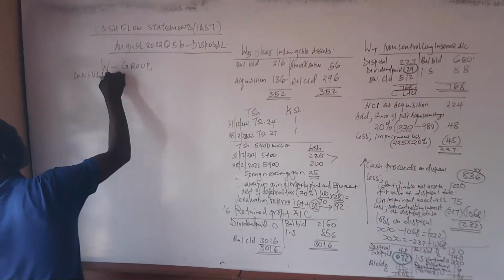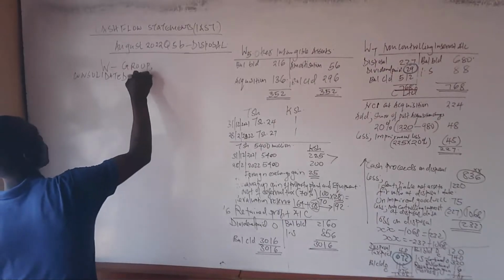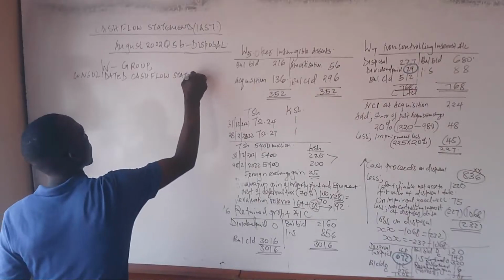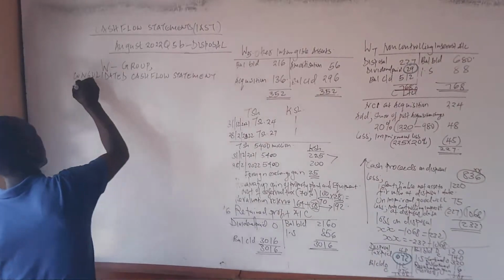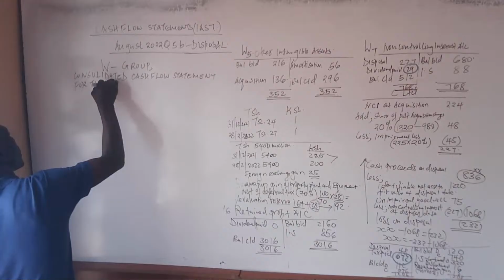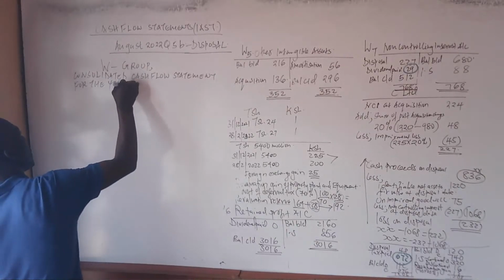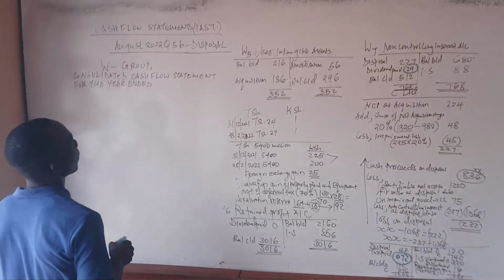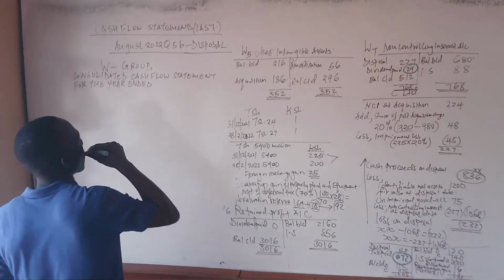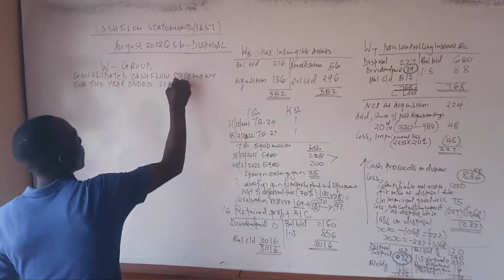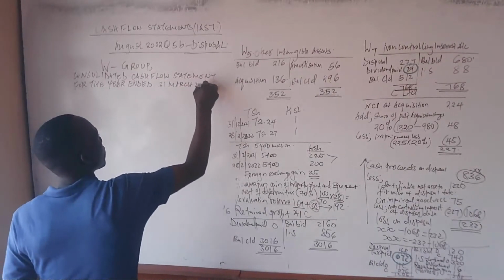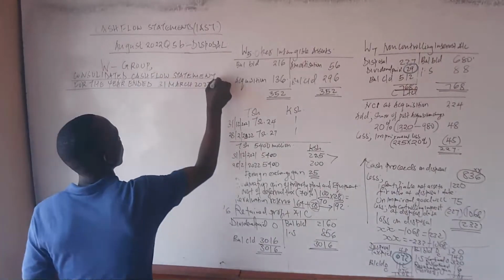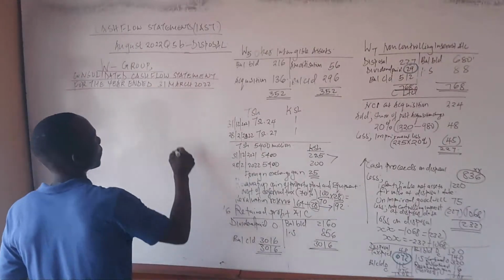Consolidated cash flow statement for the year ended. When did our year end? The year ended 31st March 2022. For the year ended 31st March 2022.